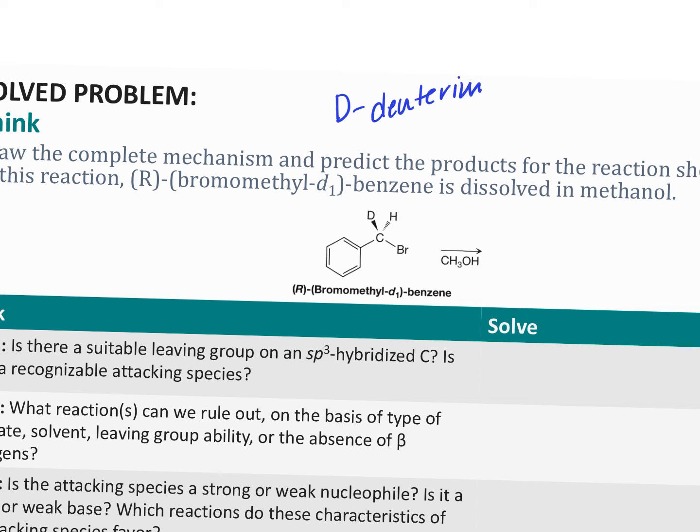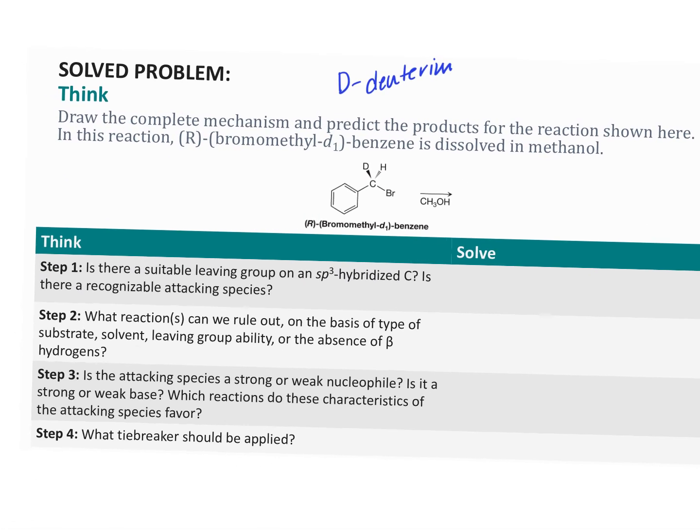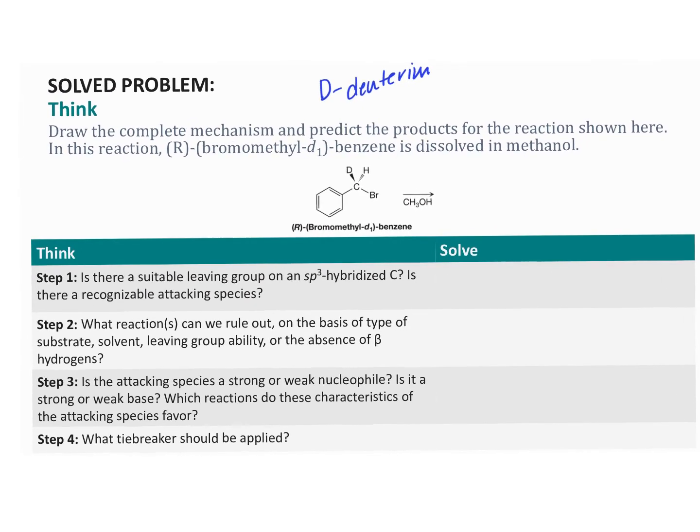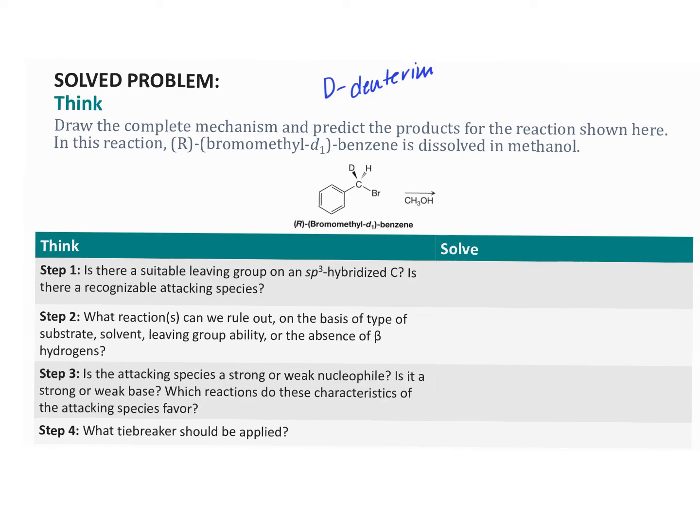And that's what we call heavy hydrogen. It's hydrogen with 2 neutrons instead of 1 neutron. And it shows up differently in some spectroscopy. And so it helps us figure out some of these mechanisms, specifically when and what protons are removed, right? And so that's really helpful for us. But deuterium is a little heavier than hydrogen, but it acts the same way as hydrogen, with the exception of in different spectra. So we're going to draw the mechanism and predict the products for this reaction.